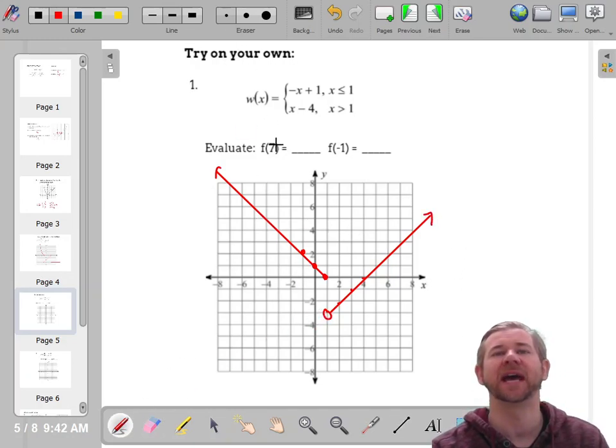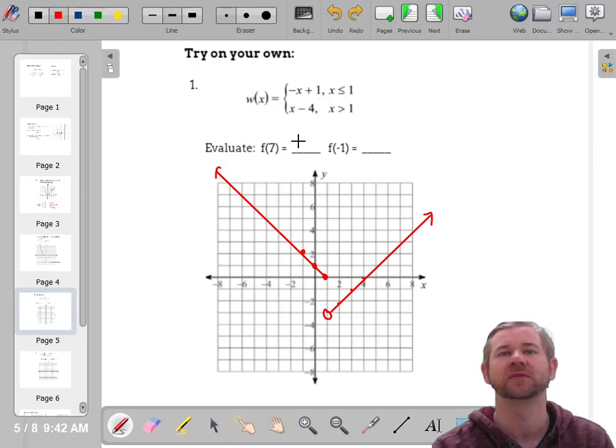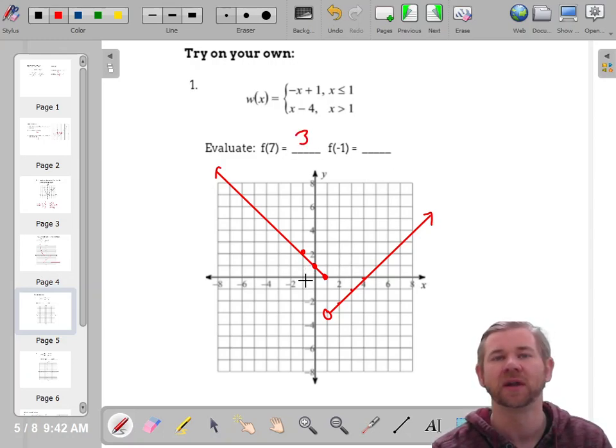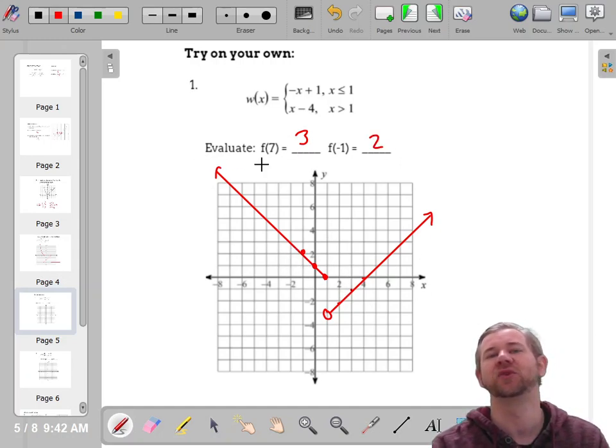Now it says evaluate f of 7. So when x is 7, that's right here, what's the y value? The y value is 3, so this would be 3. And f of -1 is at 2. Okay, you can see f. Now, that's doing it graphically.